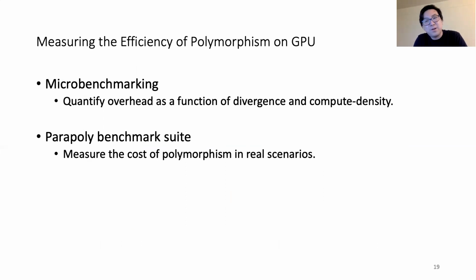In our microbenchmark, we quantify the overhead of virtual function use as a function of both the control flow divergence in the application and the compute density of the virtual function. Then, using ParaPoly, our diverse set of polymorphic applications whose GPU implementation mirrors a corresponding CPU implementation, we examine and isolate the effects of virtual functions, both in terms of direct overhead and indirect overhead caused by missed compilation time optimizations.